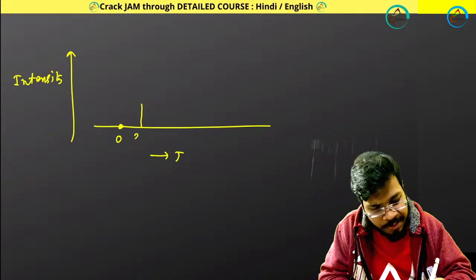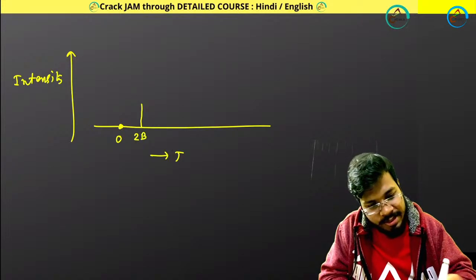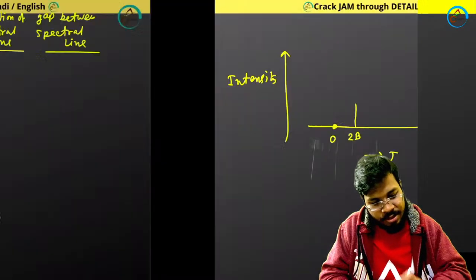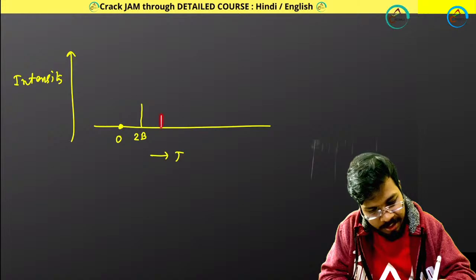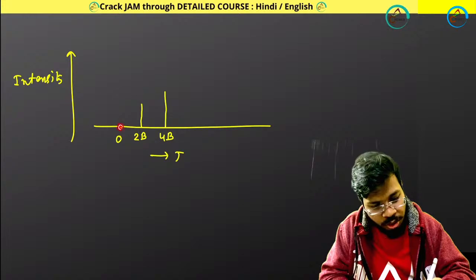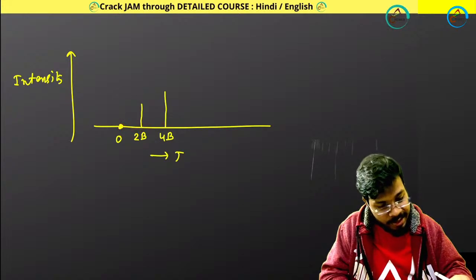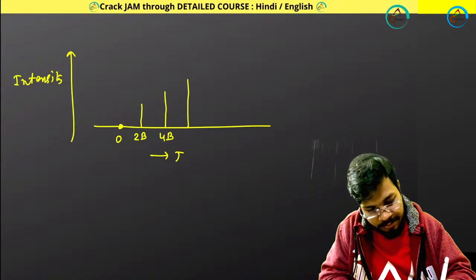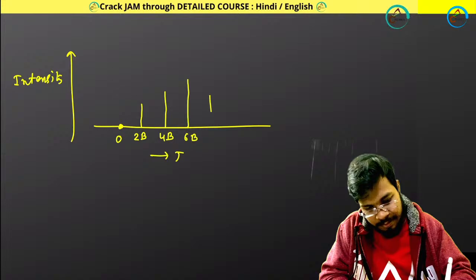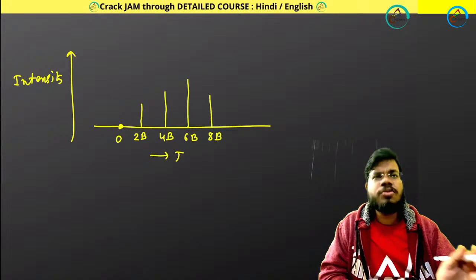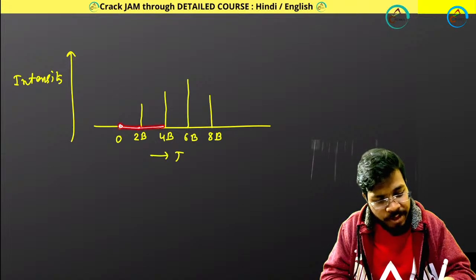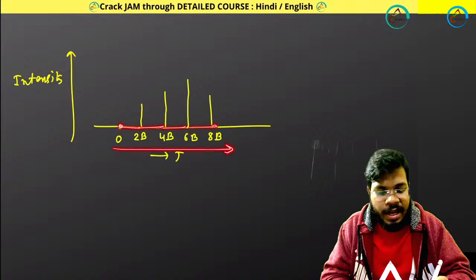So the position of this spectral line is 2B, right? Then after 2B, the next position is 4B. So 0 to 2B, another 2B, 4B. Then 6B, then 8B. In this way, you will keep on getting your spectral lines. Simple. So 0 to 2B, 4B, 6B, 8B. The energy is increasing, and the spectral lines follow the same pattern.